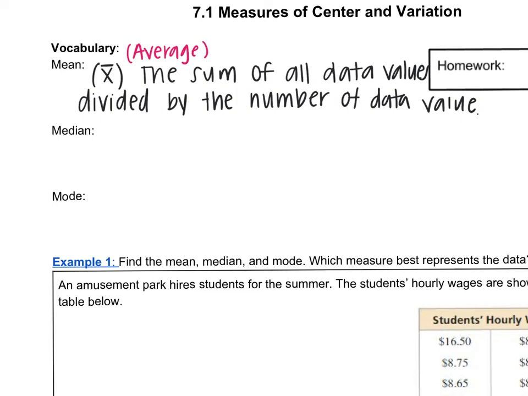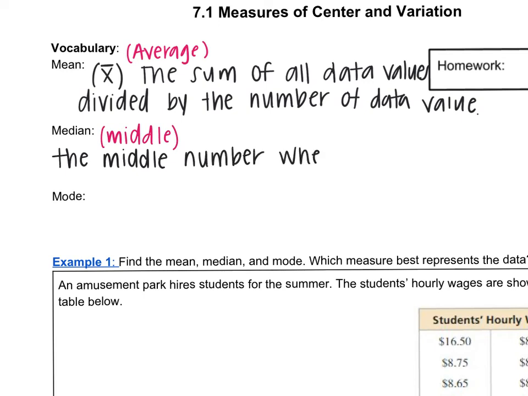If I had to use one word to describe mean, it would be average. If I had to use one word to describe median, it would be the middle. It's basically the middle value. The key here is it's the middle number when the values are written in numerical order. So you have to have your numbers in order and then find the middle. So the median is the middle number when values are written in numerical order.